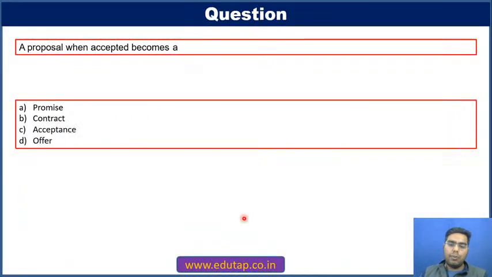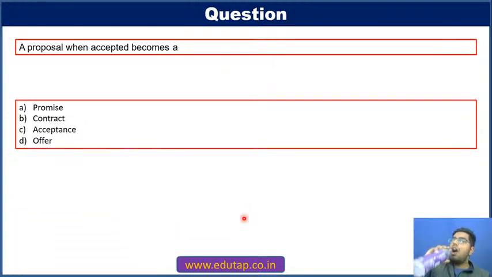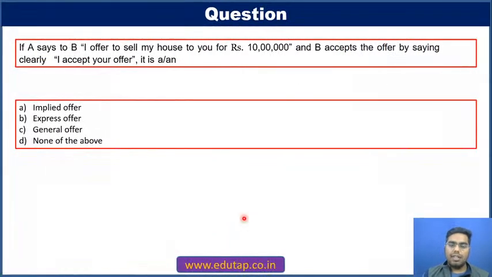Next is, a proposal when accepted becomes a dash. Promise, contract, acceptance, or offer. A proposal when accepted becomes a dash. It becomes a promise.